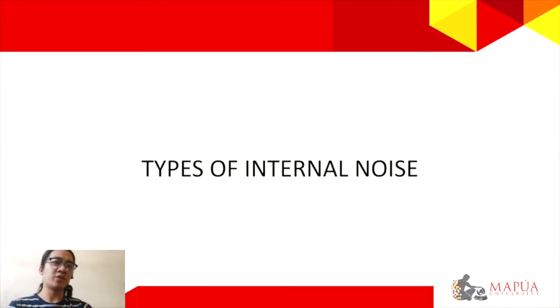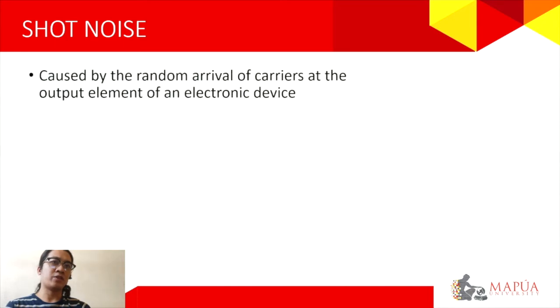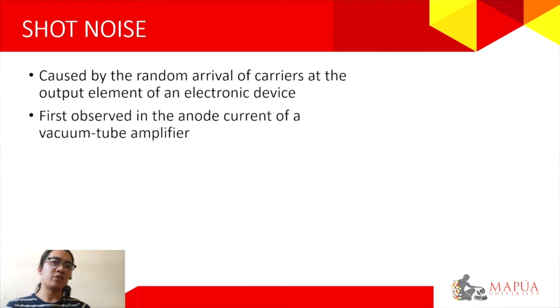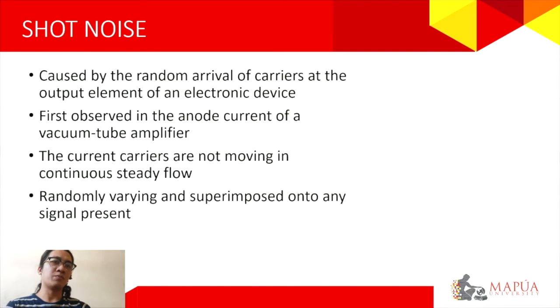Now, on with the types of internal noise. Shot noise. These are caused by the random arrival of carriers at the output element of the electronic device. It is first observed in the anode current of a vacuum tube amplifier. The current carriers are not moving in a continuous steady flow. They are randomly varying and superimposed onto any signal present. Sometimes it is also called transistor noise.